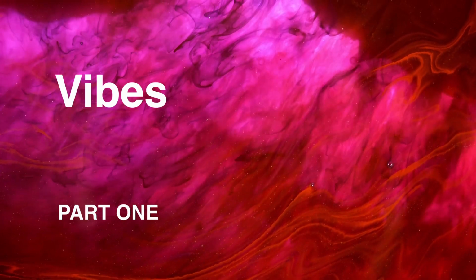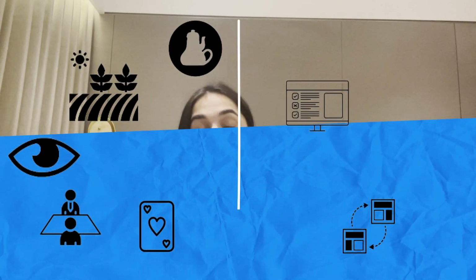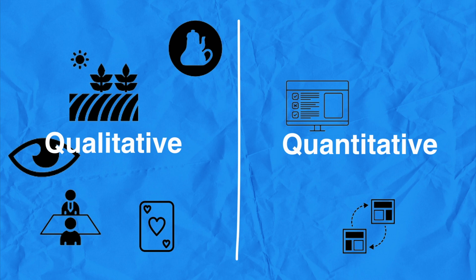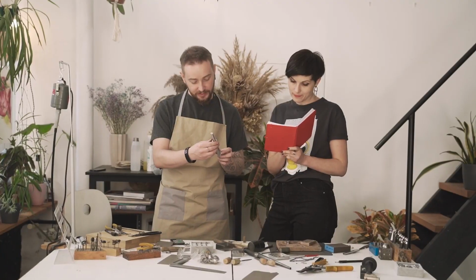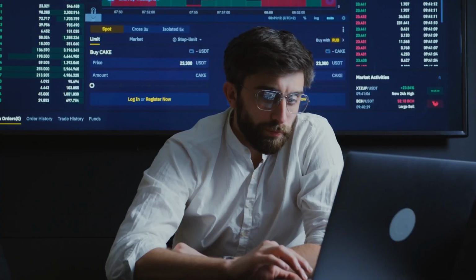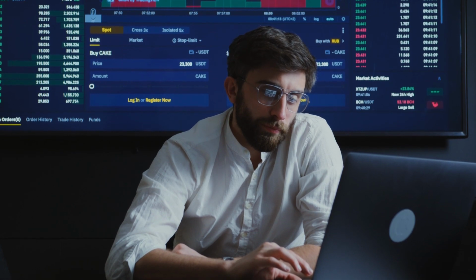Part 1. Vibes versus numbers. We can divide UX research methods into 2 broad categories: qualitative methods and quantitative methods. They are exactly what they sound like. A qualitative method involves directly observing your users and gathering data on their behavior and their preferences. Typically, that's non-numerical data that you're gathering. For quantitative research methods, you're capturing numerical data and typically on a much larger scale.